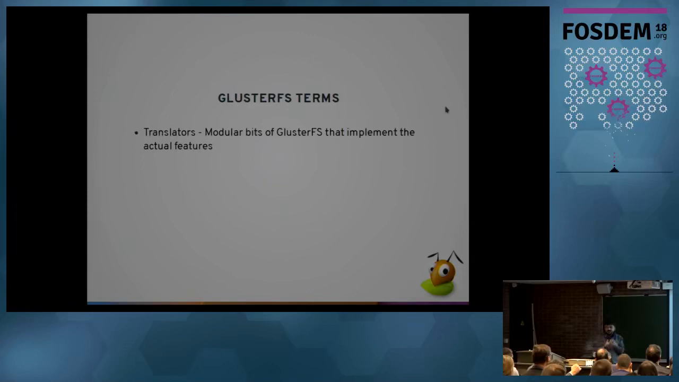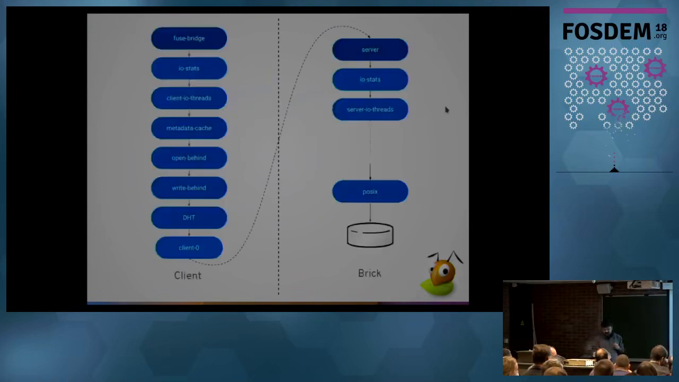There are translators that do caching and stuff like that. So there are translators, and we arrange these translators in a volume graph to give you a volume with the features that we asked. Okay, so all of these translators will be arranged.